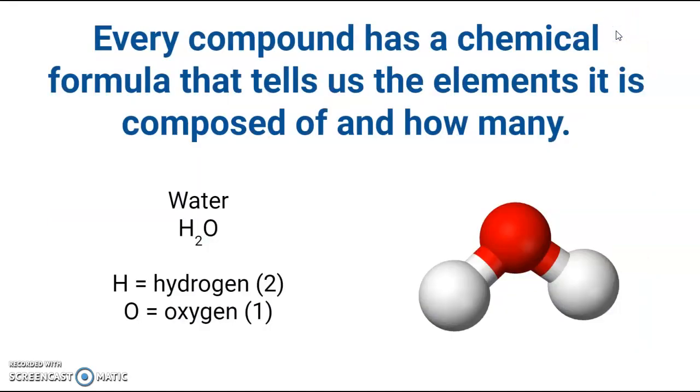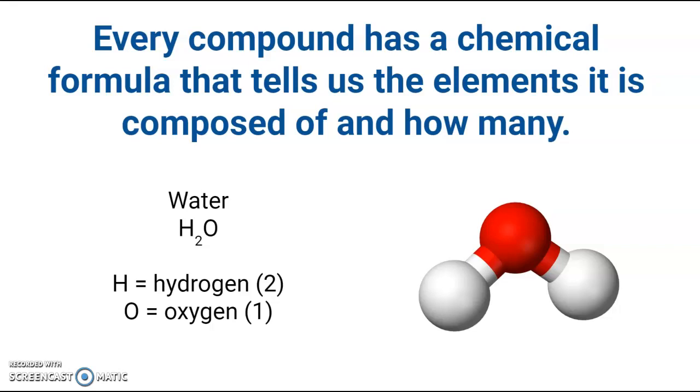Every compound has a chemical formula that tells us the elements it is composed of and how many. This is going to be key to identifying a structure of a compound, is knowing how to decipher the chemical formula. So for instance, water, we know is H2O. There are two chemical symbols there. H is for hydrogen, O is for oxygen.